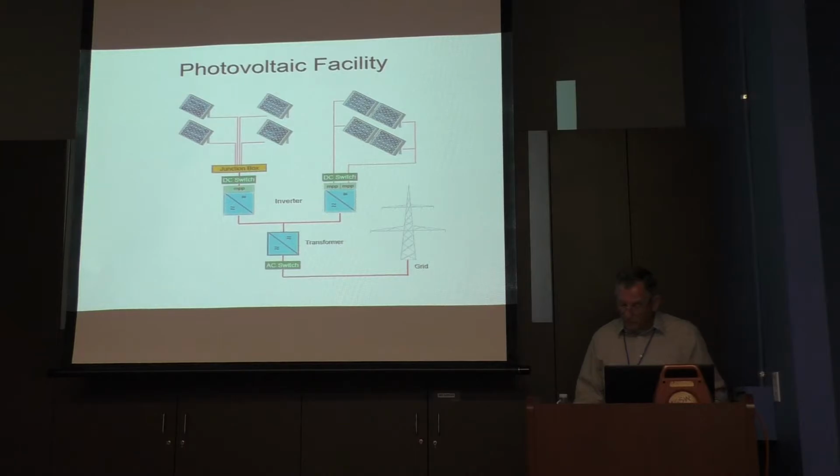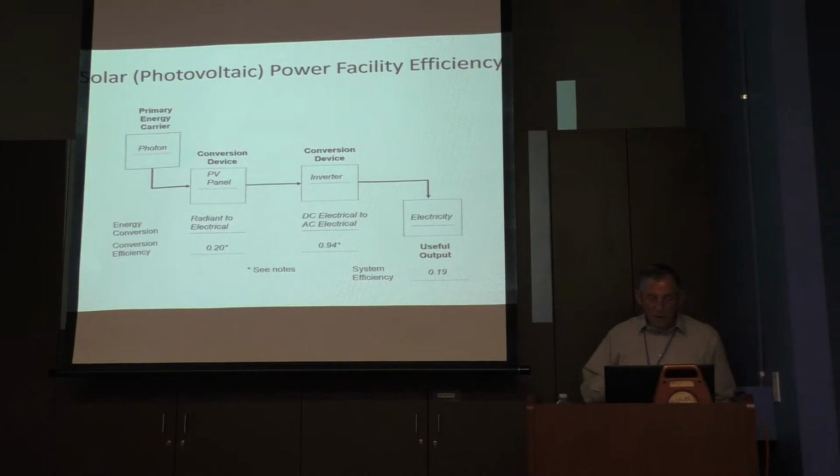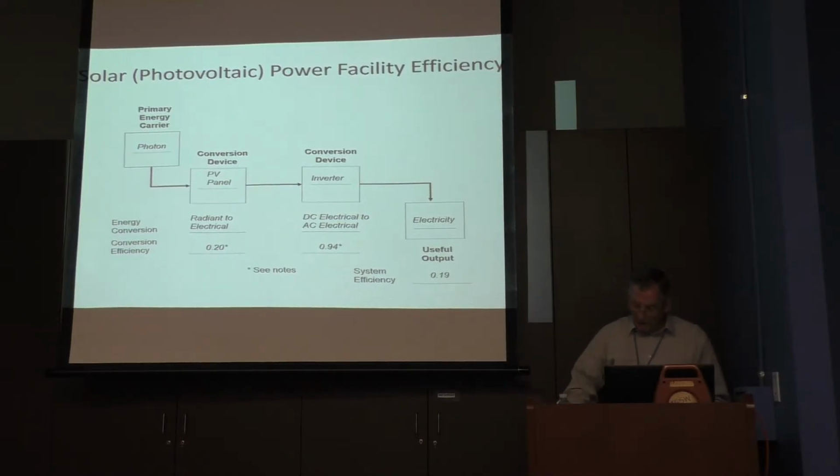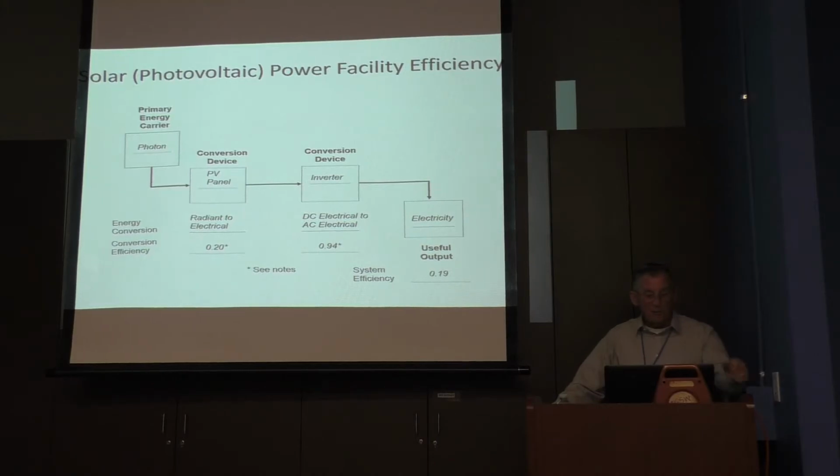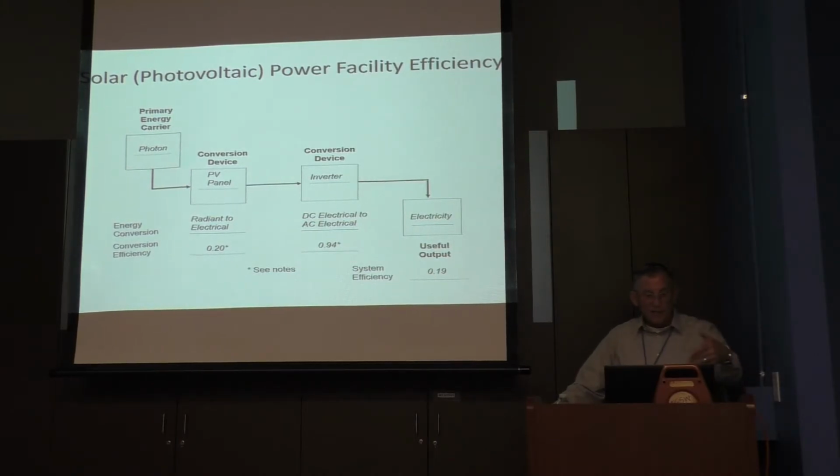Next one we look at is the photovoltaic facility. This is a diagram of what such a facility would look like. The energy conversion devices are the photovoltaic panel and the DC to AC inverter. So now, I can't go back to that nice table I have because a lot of the information just isn't there. So in this case, we only have two energy conversion devices. The energy carrier, of course, being the photon.